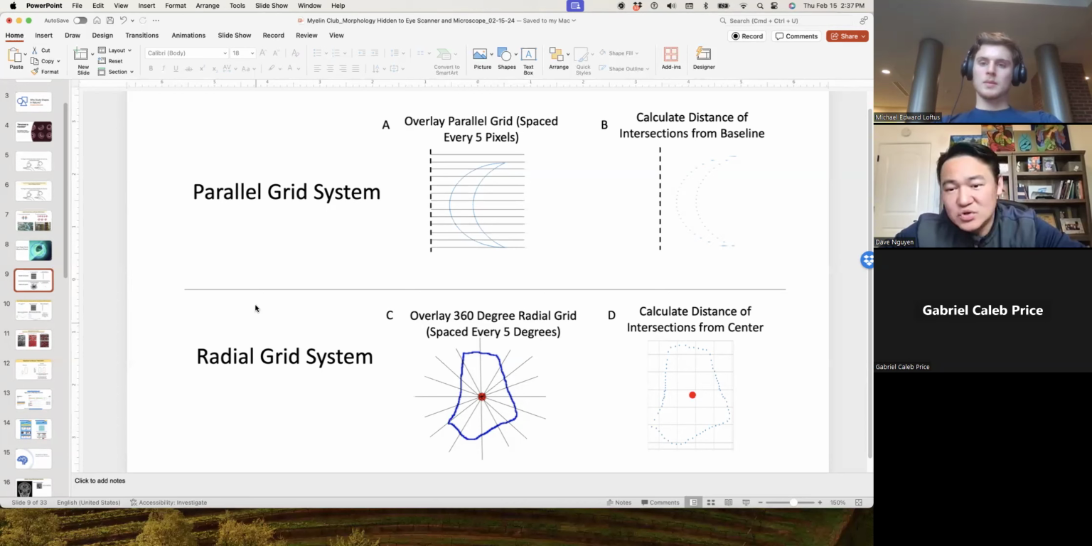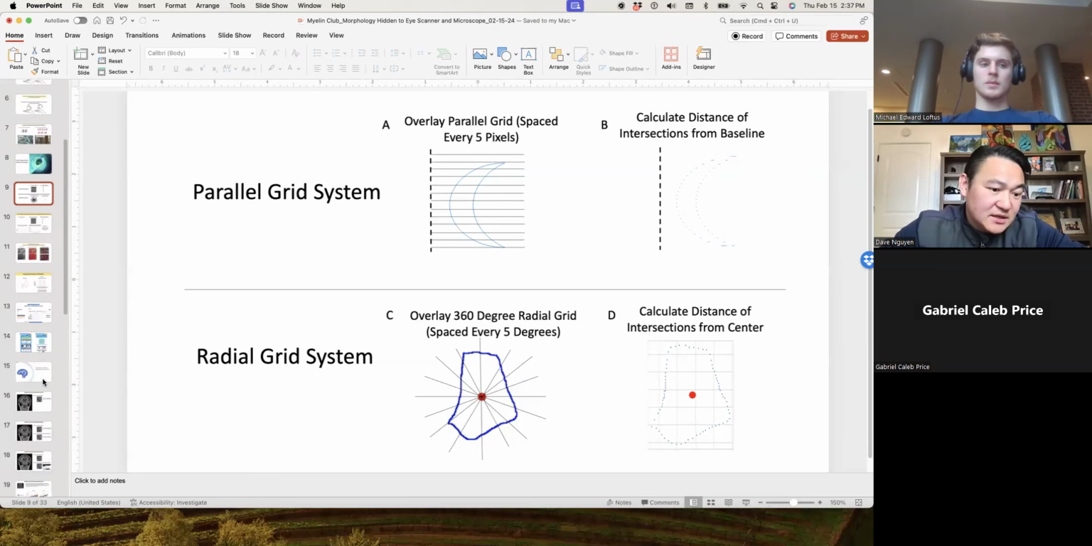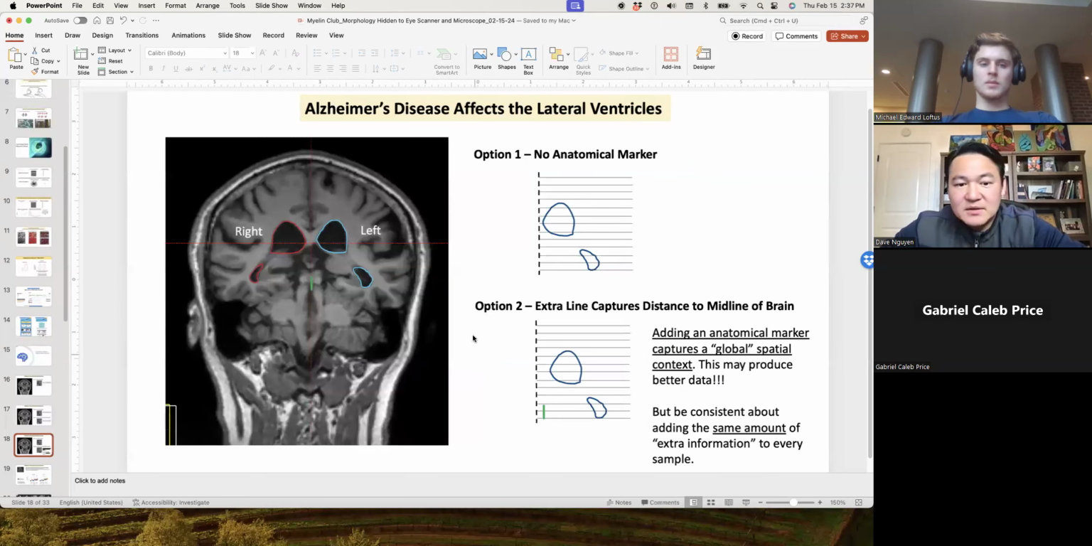For example, here, the two grids that we allow users to pick are the parallel grid system at the top and the radial grid system at the bottom. There are other grid systems you can use, but to simplify it, we offer these two. And the advantage of a grid system is spatial context. For example, how we measured the center line of the brain when measuring the shape of these caverns. Surface area, volume, signal intensity, none of those metrics knows where the middle of the brain is. It just measures the shape you're interested in, in space.